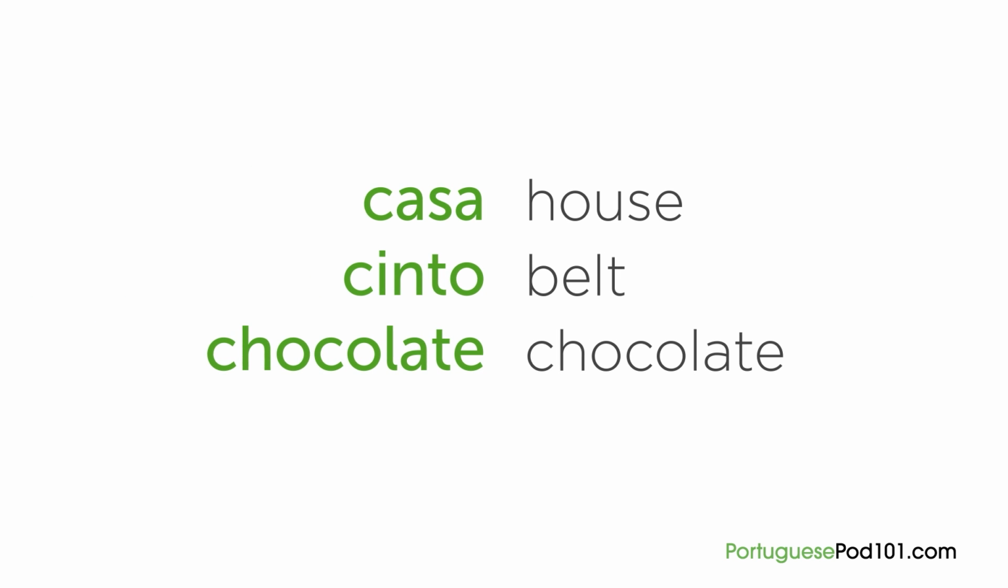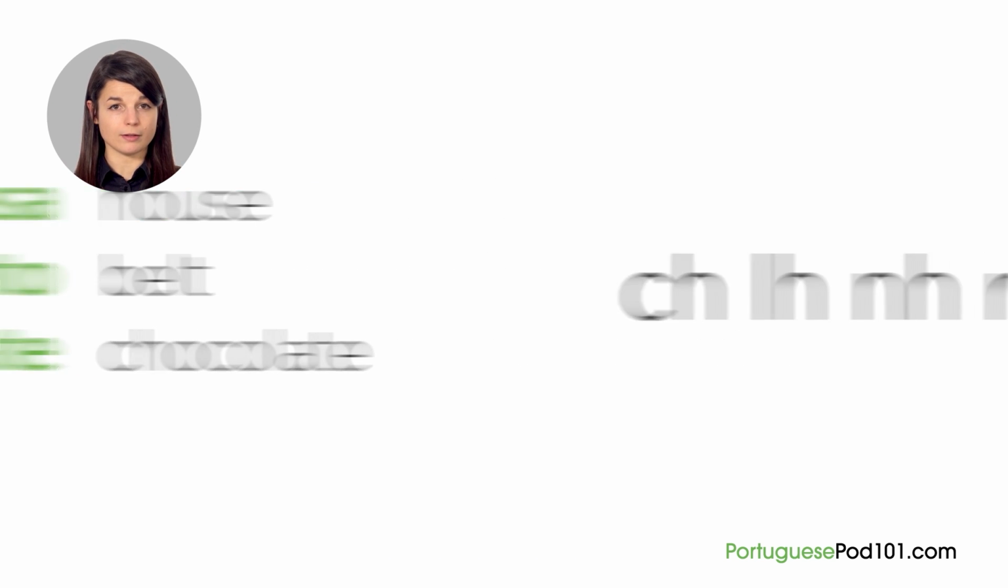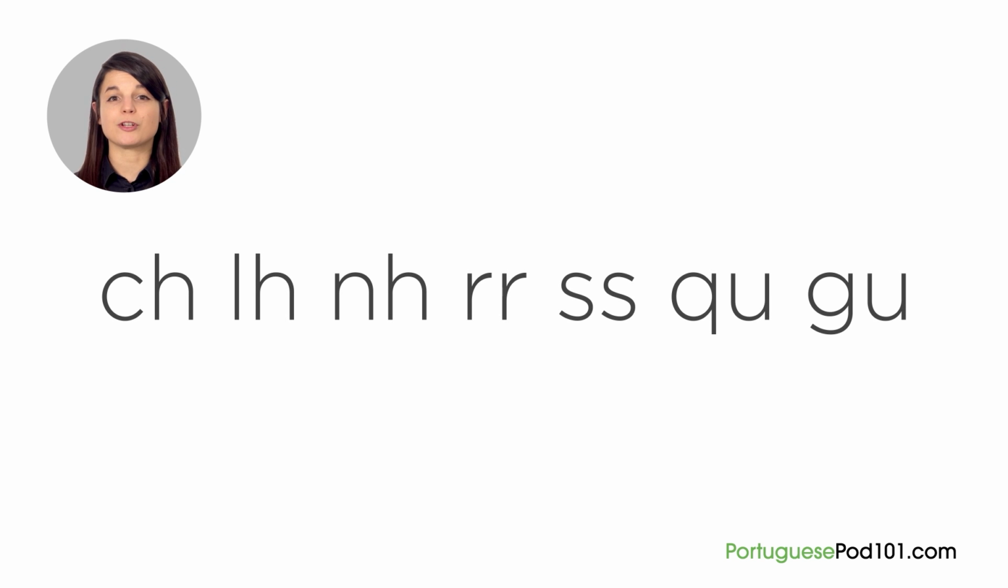For instance, the letter C sounds like this, casa, or like this, cinto. When paired with H, forming the digraph CH, we have the sound chocolate. So, as you can see, while Portuguese is largely pronounced as it's written, some letter combinations will produce digraphs that you will need to look out for.